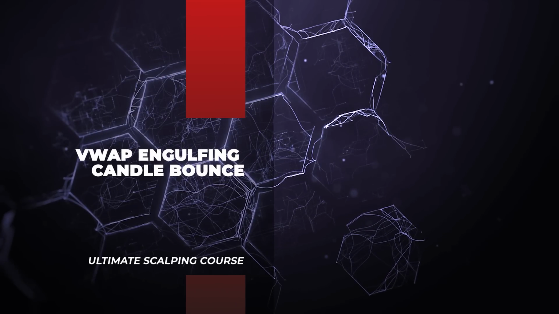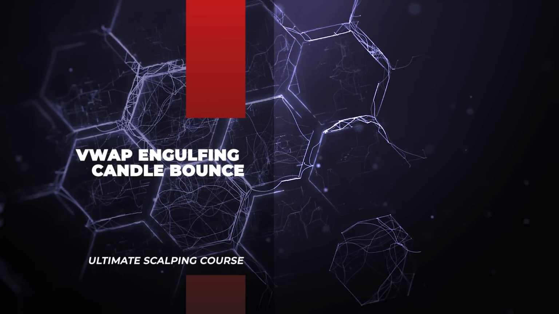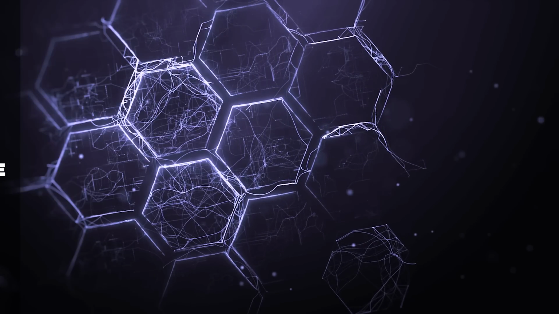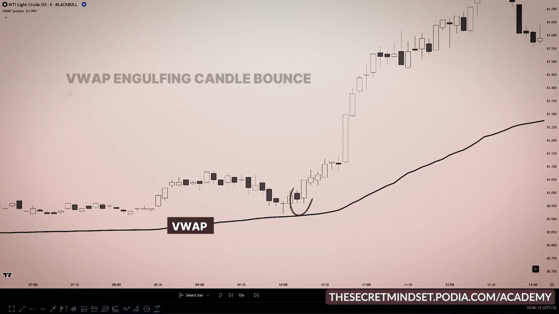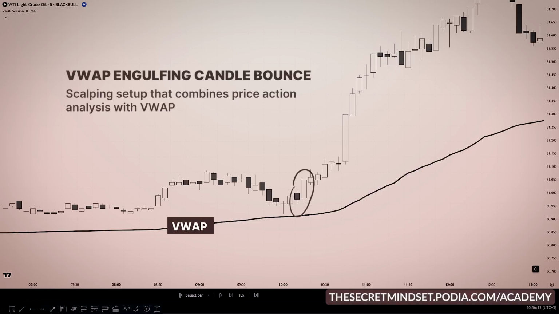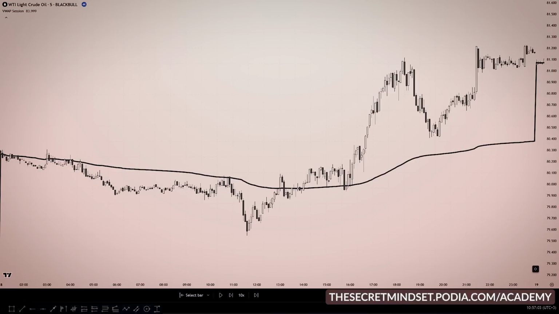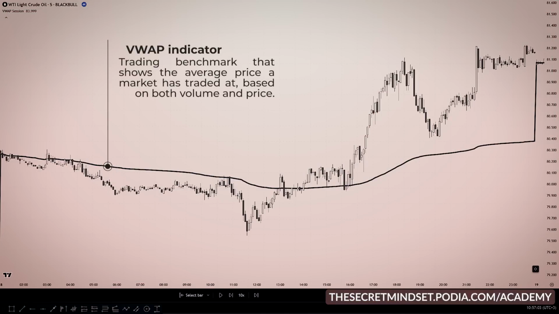Another scalping setup uses the volume-weighted average price as a key reference point, in combination with an engulfing candle. Basically, this strategy combines price action analysis with the volume-weighted line. We'll use this indicator as a trading benchmark that shows the average price a market has traded at, based on both volume and price.